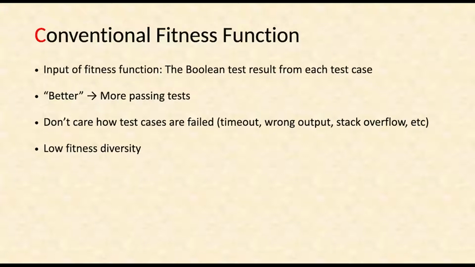Now let's have a look at the conventional fitness function introduced by GenProg. The input is the Boolean test result from each test case, which is either passed or failed. So a better patch always has more passing test cases. Assume we have several different patches which fail the same test case. Maybe they failed in different ways, like testing timeout, wrong assertion values, or stack overflow. However, the conventional fitness function doesn't care about a test case failure. Thus, we cannot distinguish the patches using the conventional fitness function.